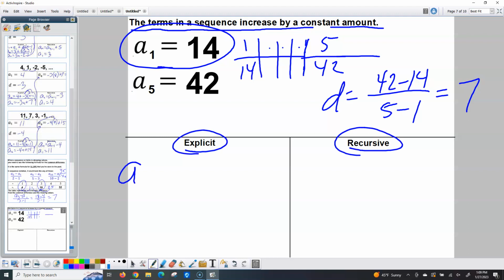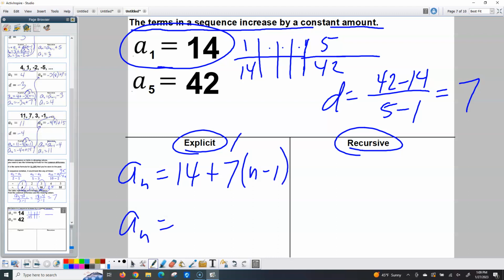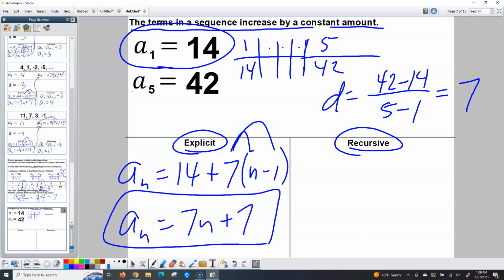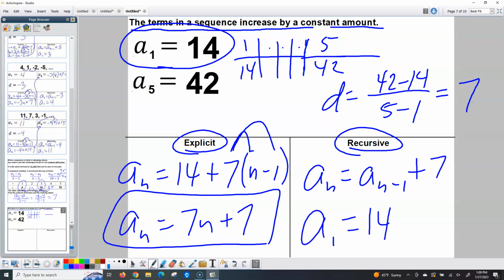So the explicit form is a sub n equals the first term plus the common difference times n minus 1. And I'm just going to distribute that. That's going to be 7n, and that's negative 7 plus 14 is plus 7. So there's your explicit form. If you want your recursive form, that would be a sub n equals a sub n minus 1 plus your common difference, 7, and your first term is 14.